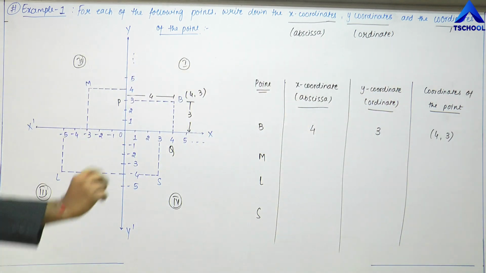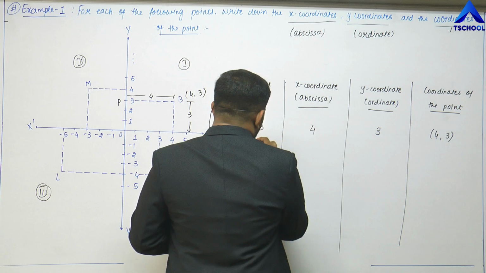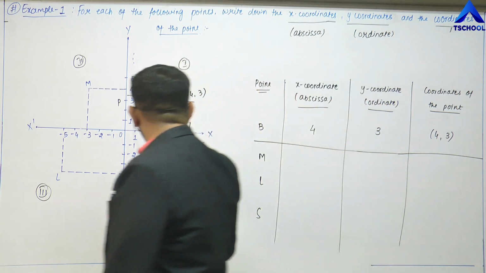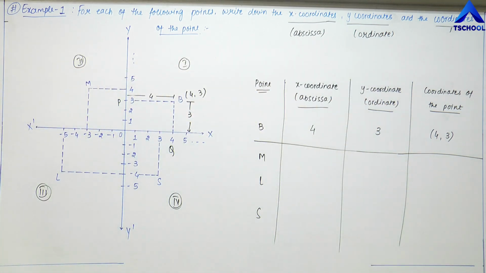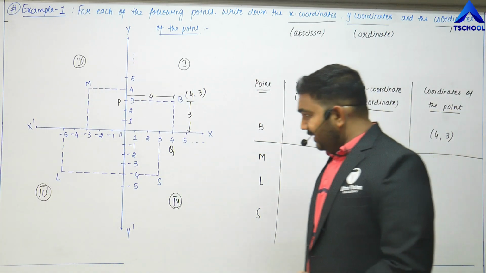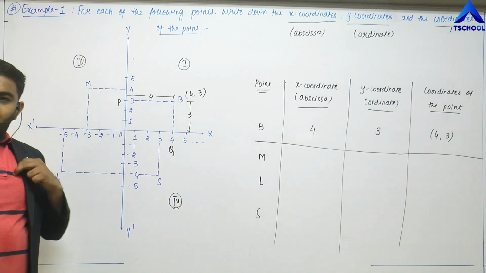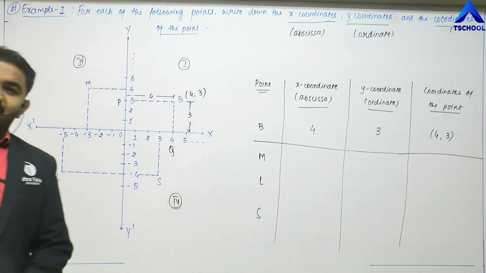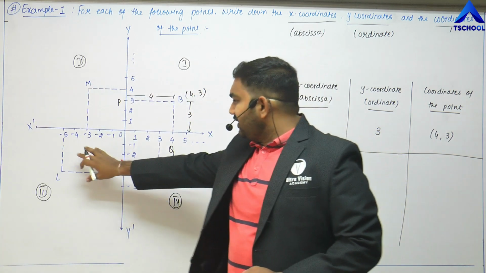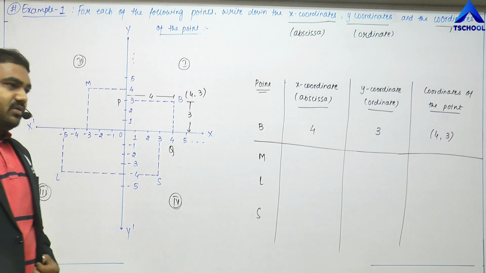Now similarly, we have the second point, that is M. What will be the x coordinate of point M? Can anyone find out here for me? Again, M lies in the second quadrant, and the second quadrant is made up of negative x-axis and positive y-axis. So there will be negative numbers on the x-axis. Yes or no?